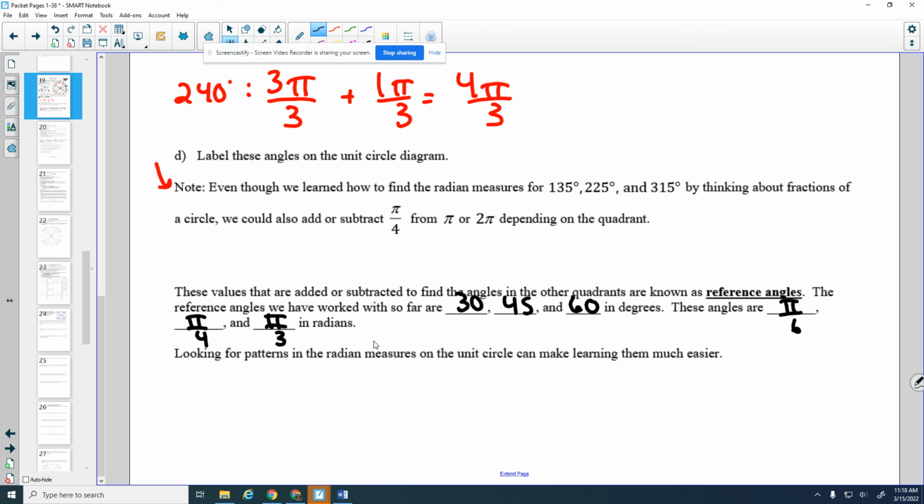And that's why it's so important to memorize those, because if you don't know the pi over 6, pi over 4, pi over 3, you can't find anything else using them as reference angles. The more you look for patterns in anything in trig, but for the example here and the radian measures on the unit circle, it can make learning it a lot easier. So that's why we talk about, how do I find them? I don't just memorize all the different numbers. I think about where they come from.